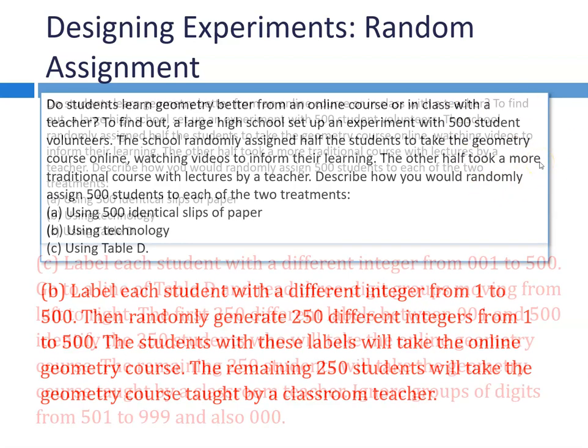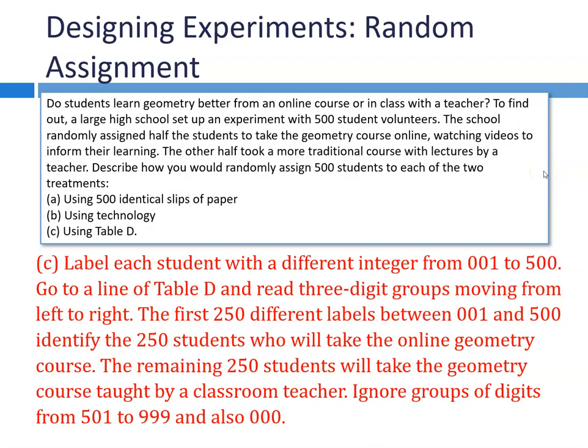And then finally, using Table D, if you were given a random digits table, you have to carry this out. So you would, again, label each student with a different integer, but this time you need to be specific, 001 to 500. You would go to any given line of Table D, and you would read 3-digit groups moving from left to right. The first 250 different labels between 001 and 500, you would want to identify the 250 students who will take the online course.